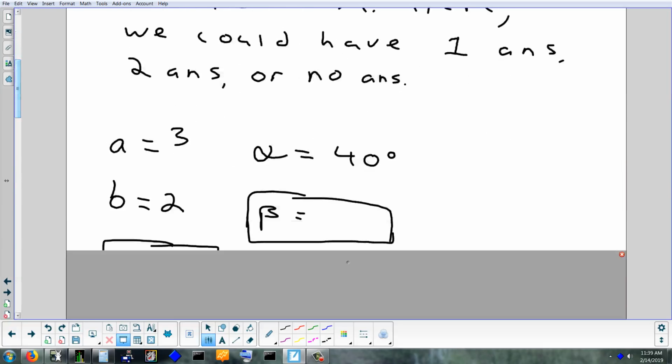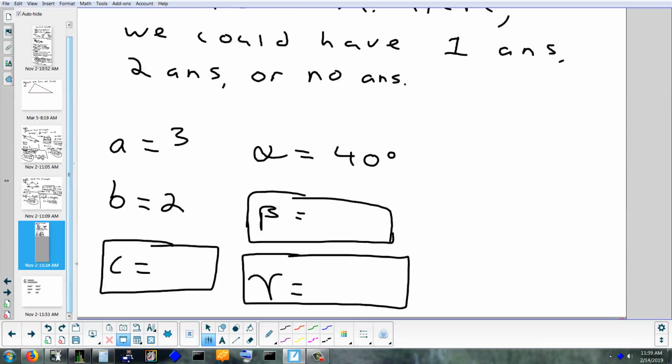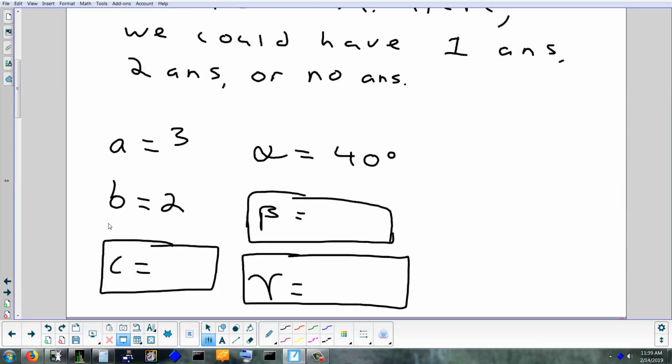All right, let's try this one. This is the last one. Okay, so A is 3, B is 2, alpha is 40. Now, I can tell that this is side-side-angle without even drawing it because I can look at the table and I see a row with everything in it. That tells me that it's law of sines. The other thing I see is a row with nothing in it. That tells me that it's the side-side-angle case.